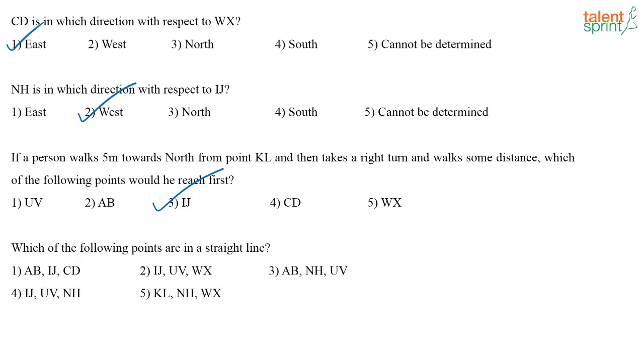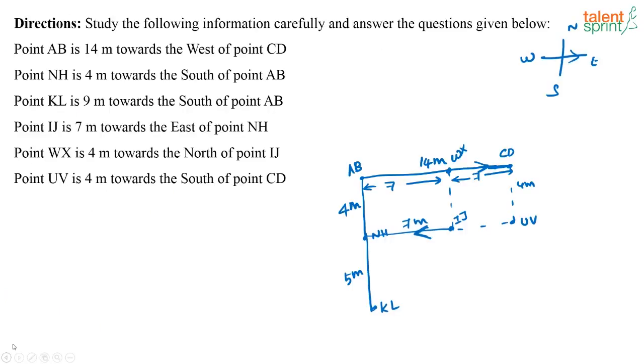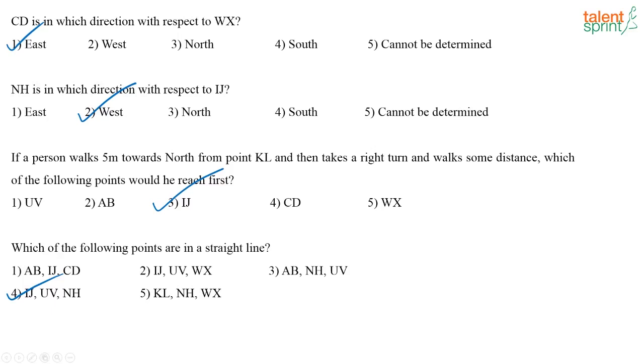Which of the following points are in a straight line? That is your fourth question. The answer is IJ, UV and NH. You can just check that in the diagram. All these three are in a straight line. So the correct answer here is option 4.